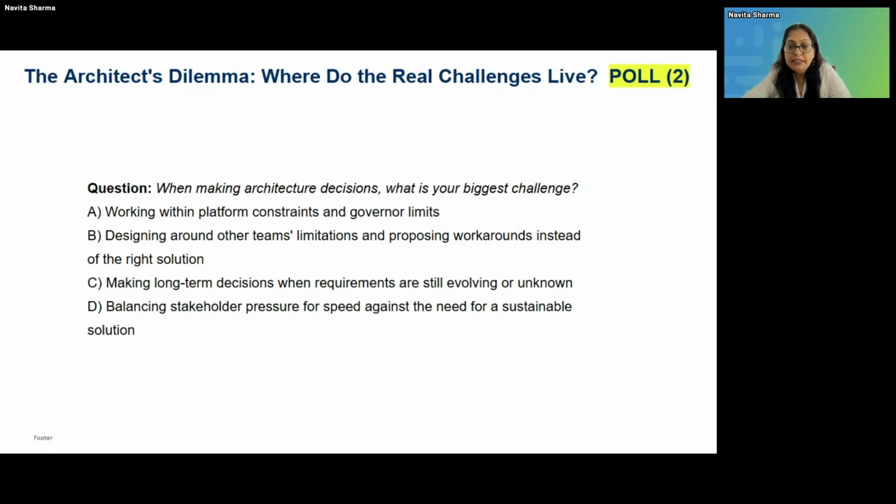Designing around other teams' limitations, proposing workarounds, because you have a challenge, and even with the right solution, you had to make some compromises. Making long-term decisions when the requirements were still unknown or moving, or balancing stakeholder needs. Someone said, no, I don't care, you give me in 2 days, and it doesn't matter how you design or develop, right?